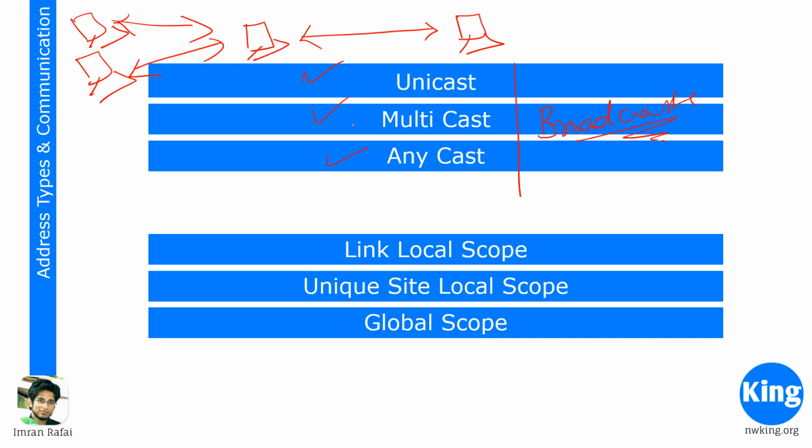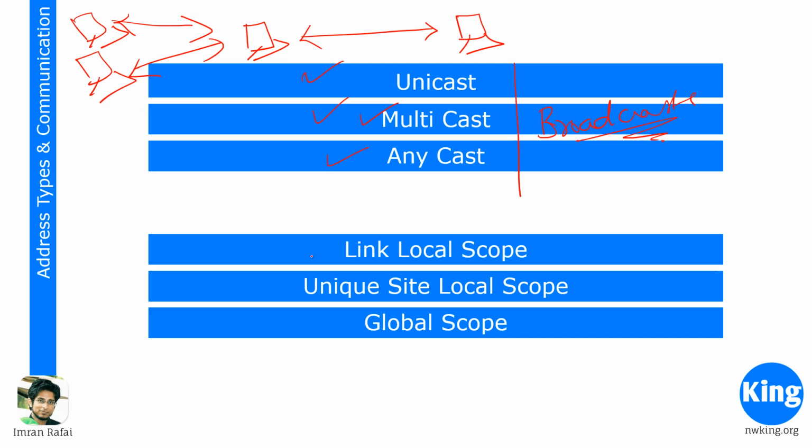Multicast in IPv6, multicast would do almost everything that broadcast did, right? But in a much more efficient way. So broadcast as such is not there, but multicast would do everything that broadcast did. Types of addresses, you have 3 types: link local, unique site local, and global scope.